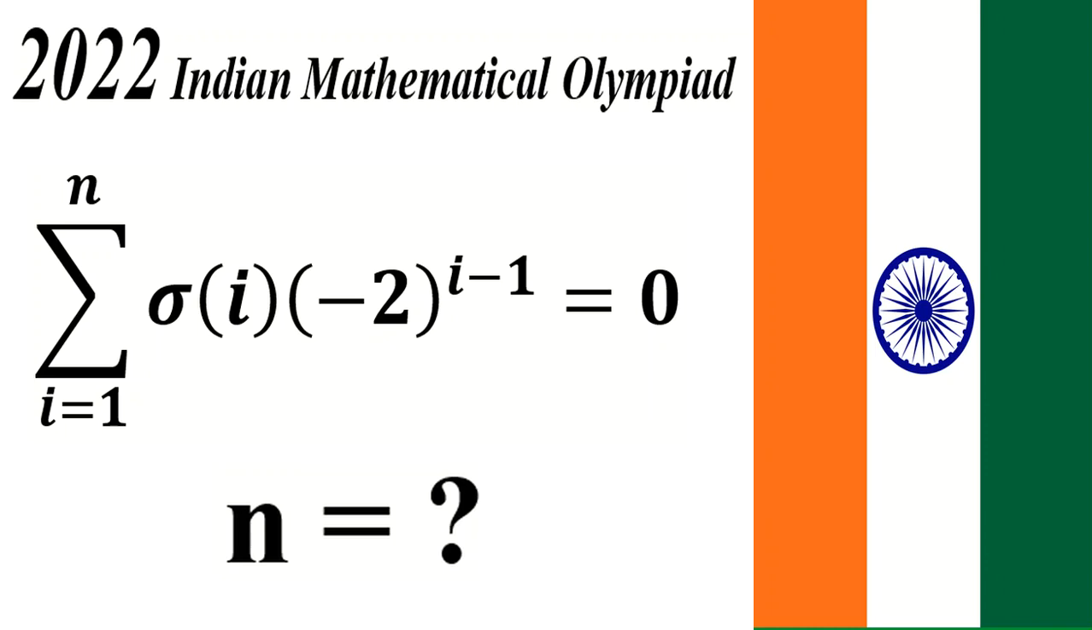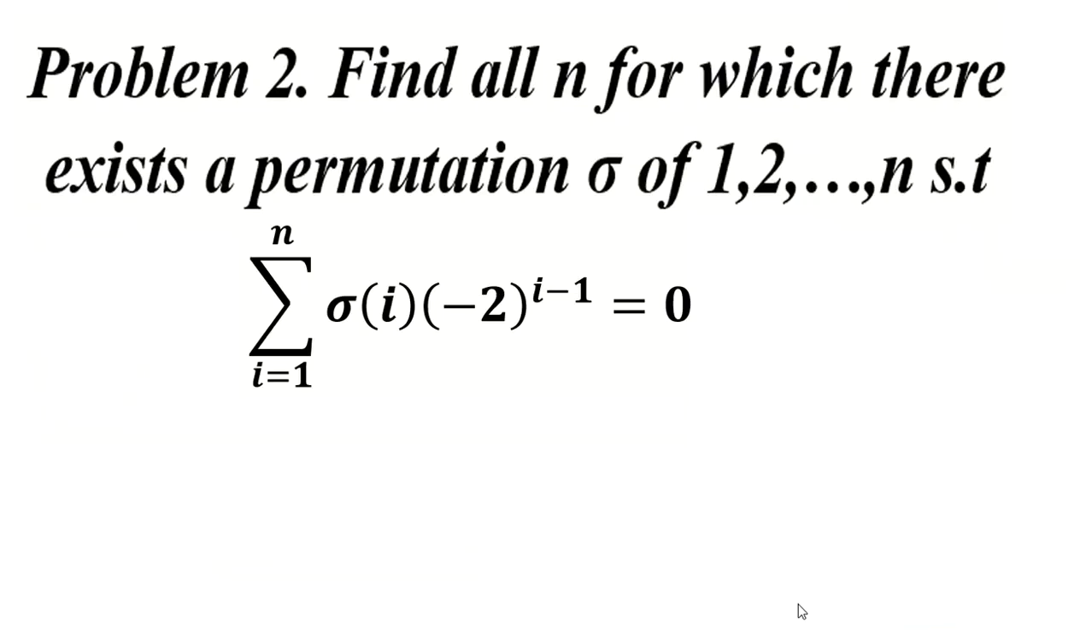2022 Indian Mathematical Olympiad, IOQM 2022, problem number 2. The problem says: find all natural n for which there exists a permutation sigma of 1 to n such that the sum of sigma(i) times (-2)^(i-1) equals 0.